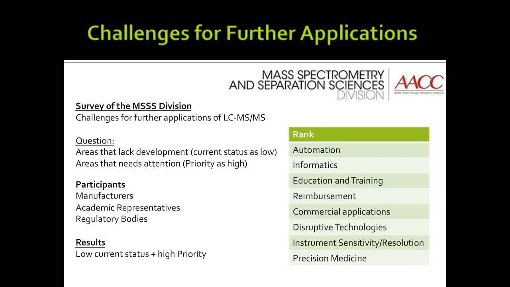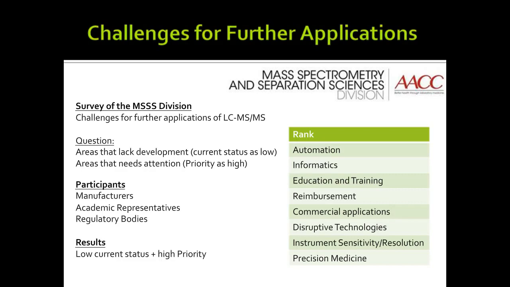So we asked what areas lack development, which means we call the current status low. On the other hand, we also asked what needs more attention or a higher priority. We asked manufacturers, academic representatives, and also regulatory bodies. The result is on the right. It's based on the low current status plus the high priority. So this is basically the rank we have.